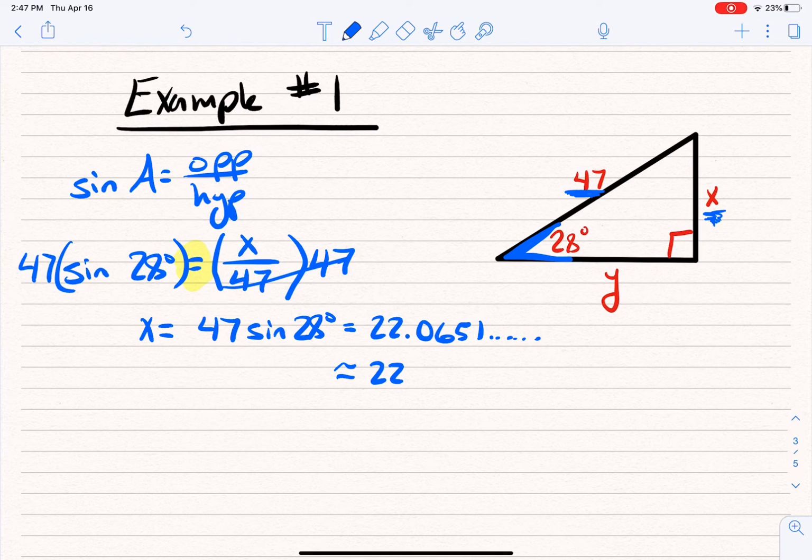If I was rounding to the nearest tenth, which is kind of good practice for here, I'll go ahead and say, well, it's about 22.1. Well, that's great. Well, now how can we figure out y?